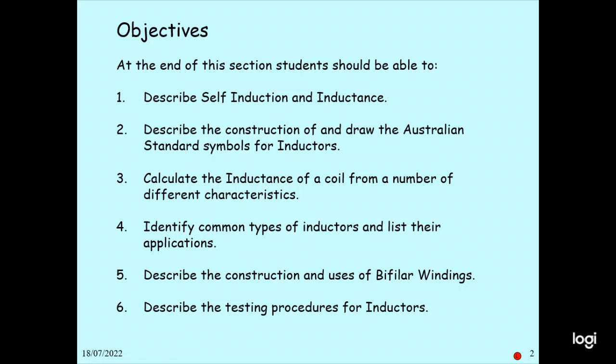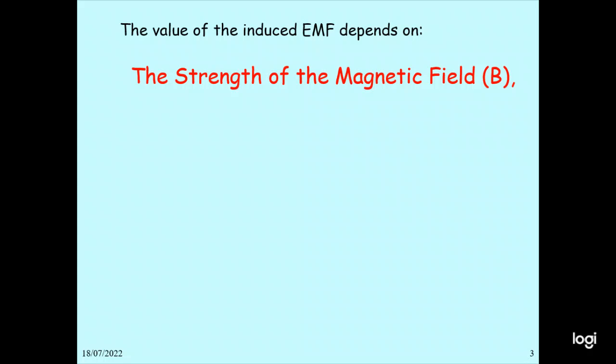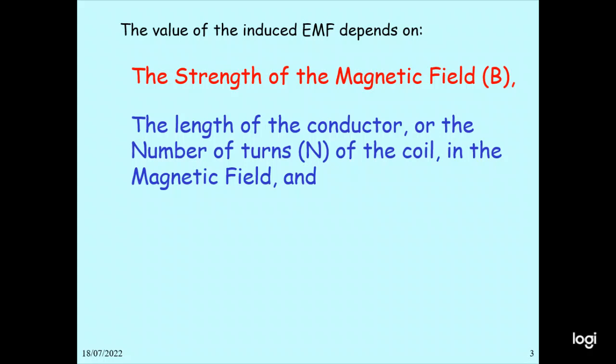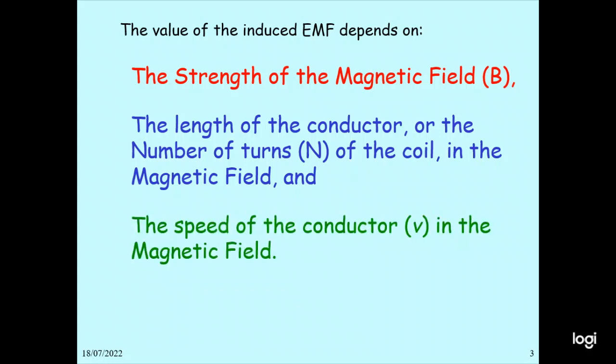The value of the induced EMF depends on the strength of the magnetic field B, the length of the conductor or the number of turns N of the coils in the magnetic field, and the speed of the conductor v in the magnetic field. So E can be calculated as BLv. In this case, B is the magnetic field strength, L is the length of the conductor, v is the velocity.